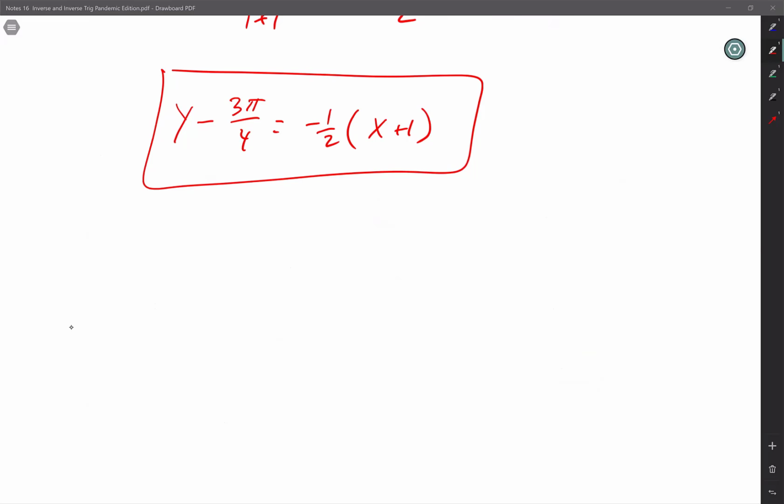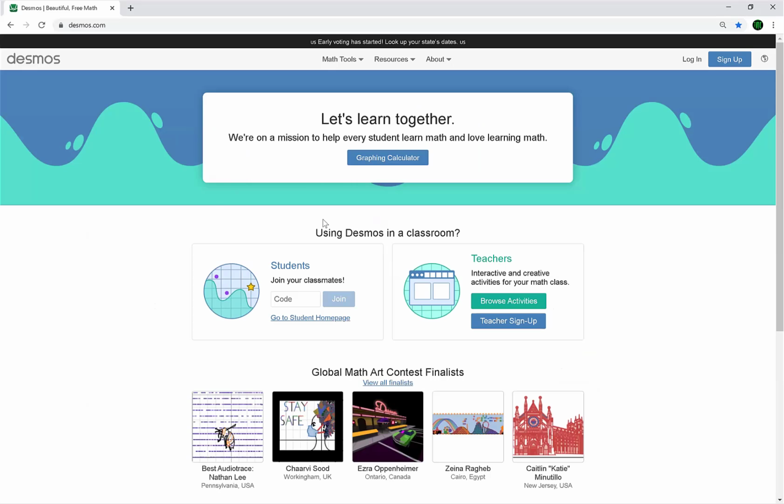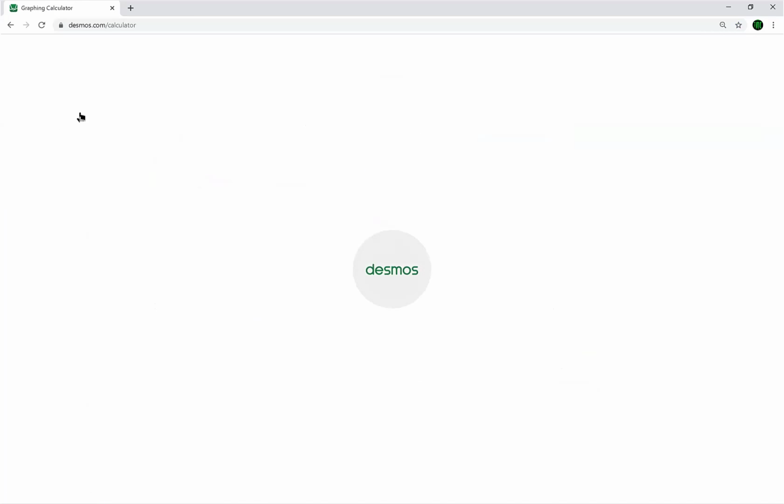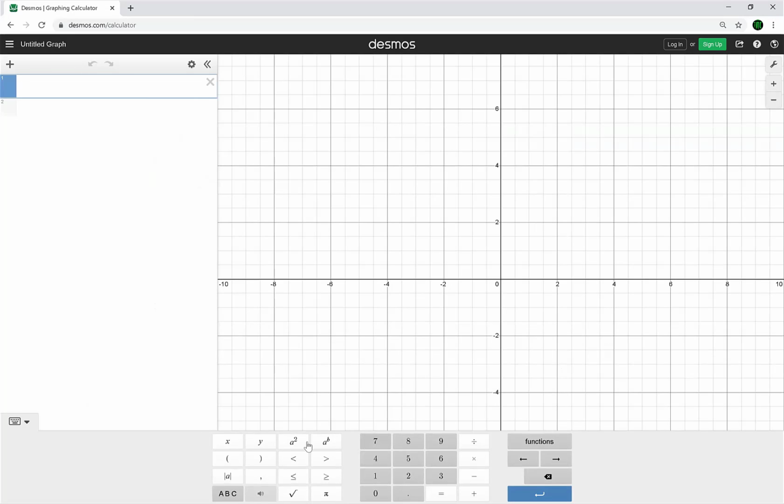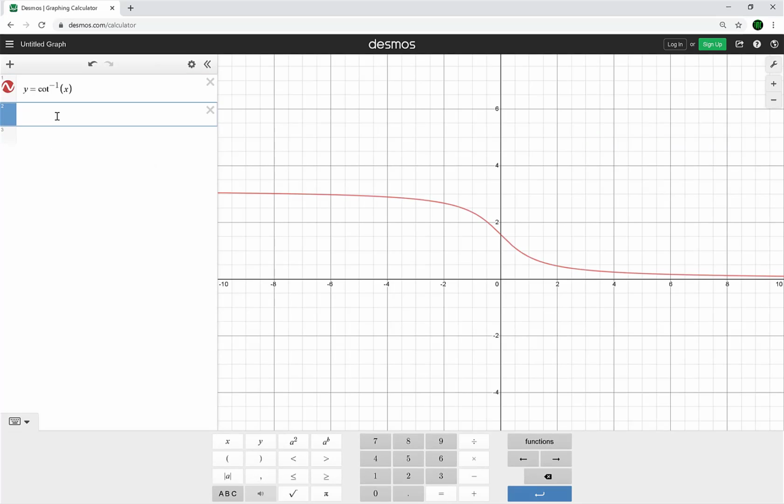Desmos. You guys can't see it because I'm not sharing it. I'm sorry. I just realized that. There you go. So first, I'm going to draw y equals arc cotangent x. Hopefully, it'll give me the principal branch. Yes, we're good. All right. Next, I want to put a point in there. The point was (-1, 3 pi over 4).